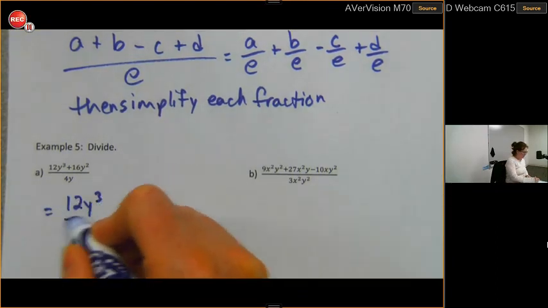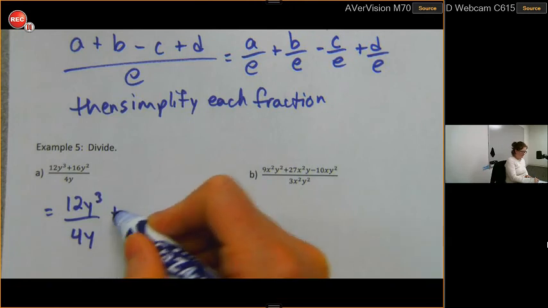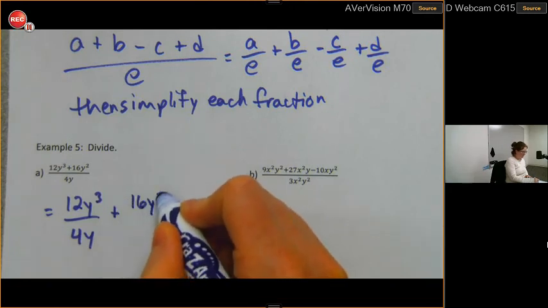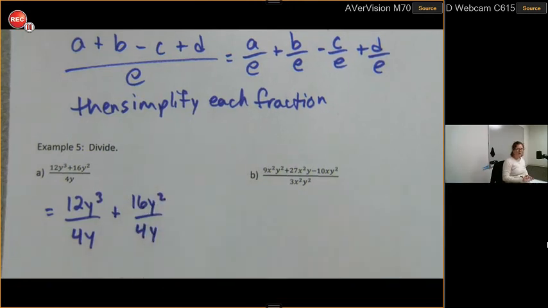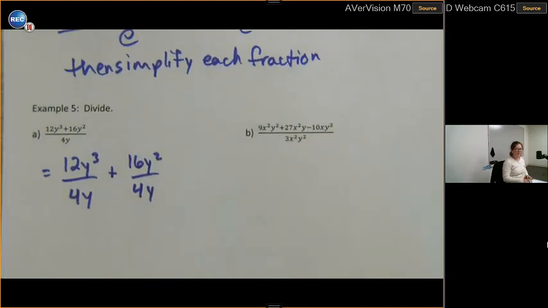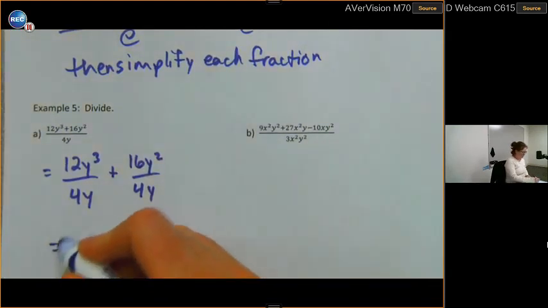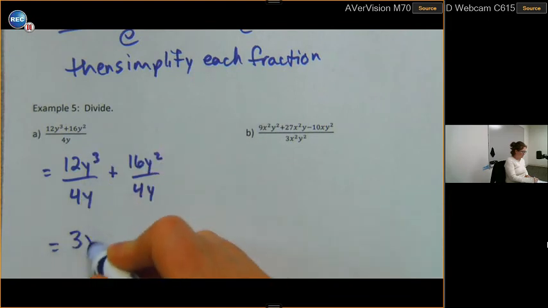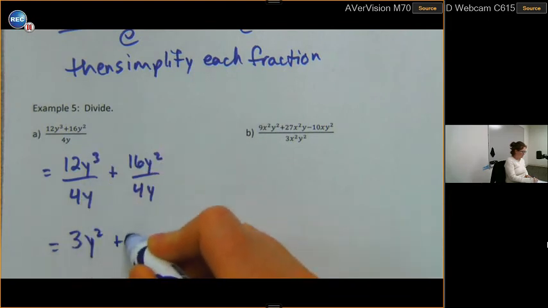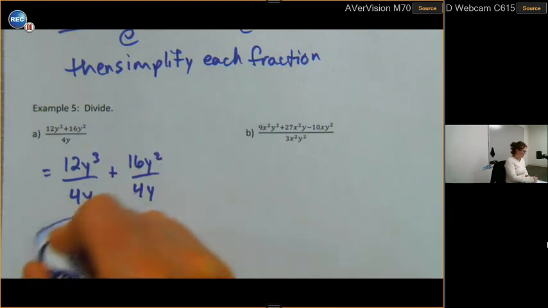12y to the 3rd over 4y plus 16y squared over 4y. Simplify each of those. 12 over 4 is 3, y squared plus 4y.